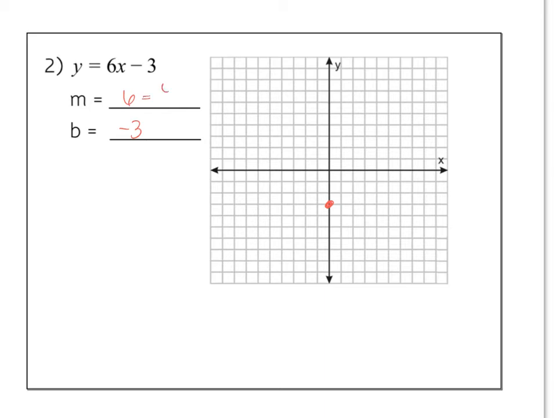Now from that dot, I'm going to count my slope. Now 6 is really the same as 6 over 1. So that means we're going to rise 6 and we're going to go right 1. So we're going to rise 1, 2, 3, 4, 5, 6. We're going to run 1 and put a dot. And if I want, I could do it again. 1, 2, 3, 4, 5, 6, 1. And then I can connect them. And that is the graph of my line, y equals 6x minus 3.